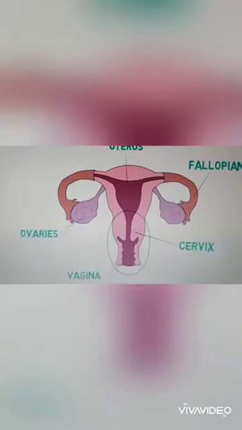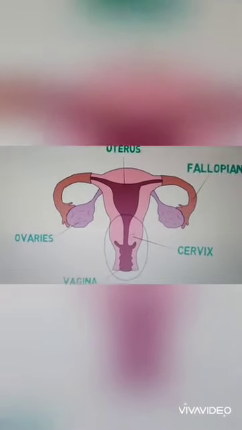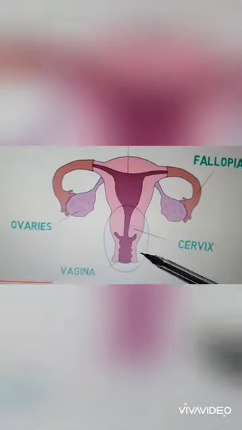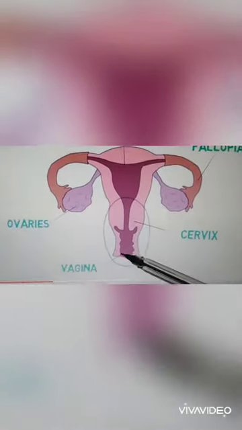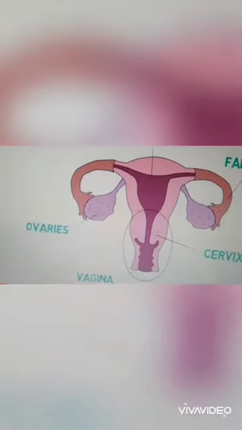Next is the internal sex organs. In the internal sex organs, in the center it contains the uterus, you can see, and then it contains two fallopian tubes, and then in the middle it contains the cervix, and then the vagina, and then there are two ovaries. Now we will see one by one.